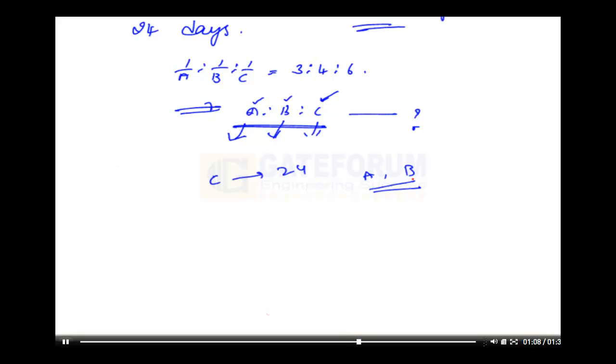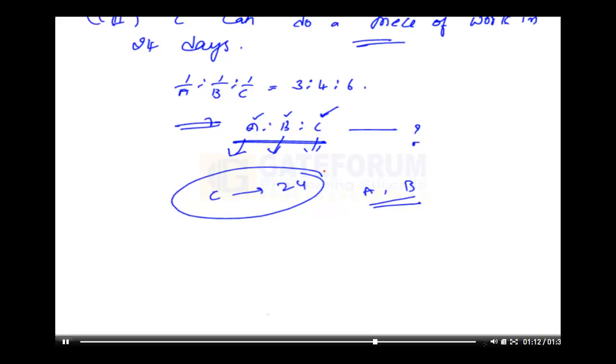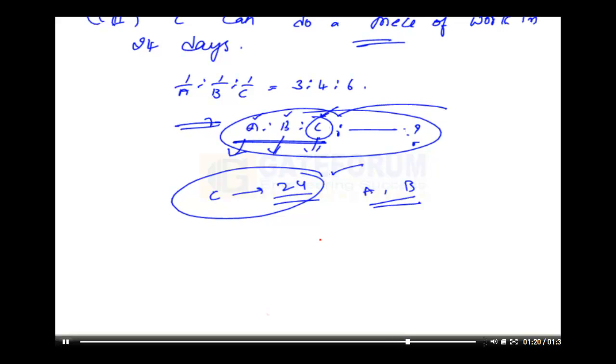Now let us combine statements 1 and 2. We know the time taken to complete the work by C, that is 24 days, and also we can find A is to B is to C. Now, this C is some multiple of X, which is 24, from which we can find the value of X. Thereby we can find A, B, C, and thereby we can find 1 by A plus 1 by B plus 1 by C. So we can answer this question by combining both the statements. So it is option C.